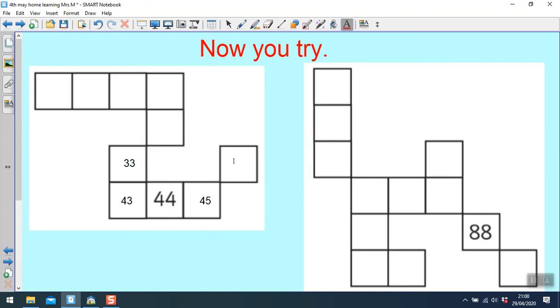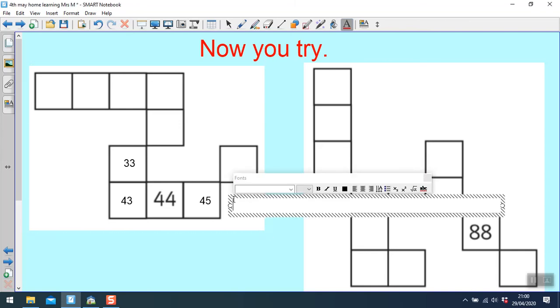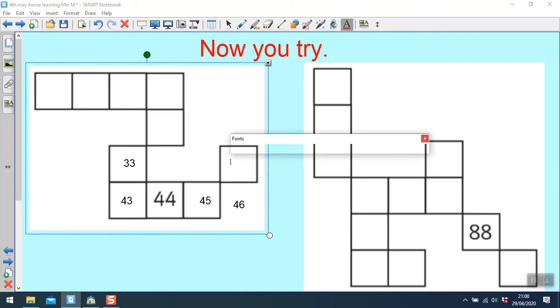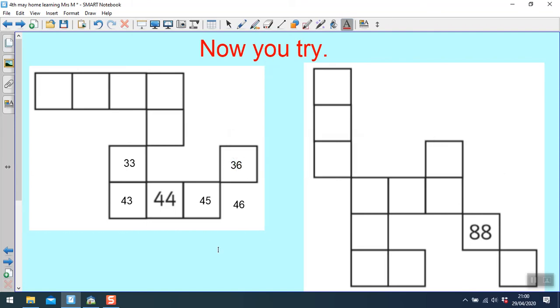To get this one, I've got to work out what this one is, or this one is. 45 add 1 is 46. And then moving up is subtract 10, so that's 36. And this should work 33, 34, 35, 36.